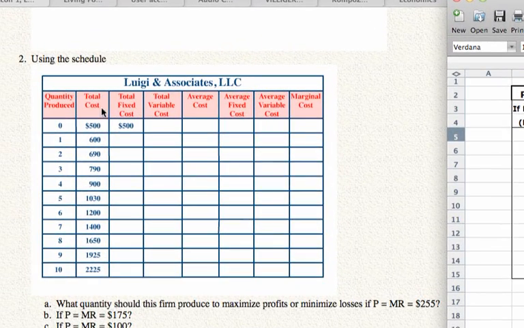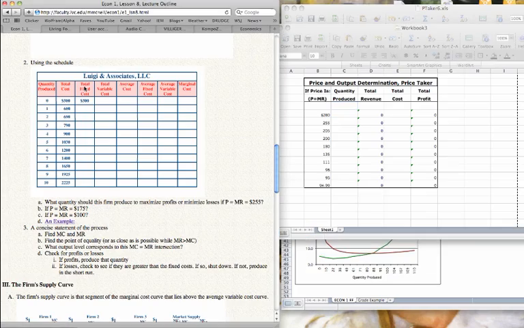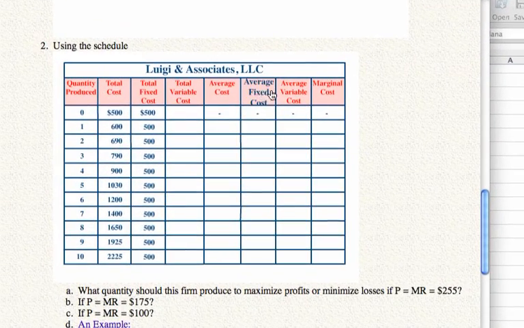Now, I have a set of numbers over here. This is Luigi. It's a firm in pure competition, and it can produce 1, 2, 3, 4, 5, up to 10 units. And this shows the total cost of producing each unit. You'll see that when they produce 0 units, the total cost is $500. That means that the total fixed cost is $500. And so at every level of quantity produced, the fixed cost will be $500. Then we add total variable cost to that, and we end up with total cost.